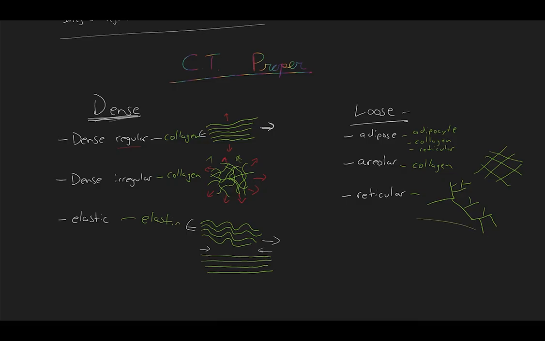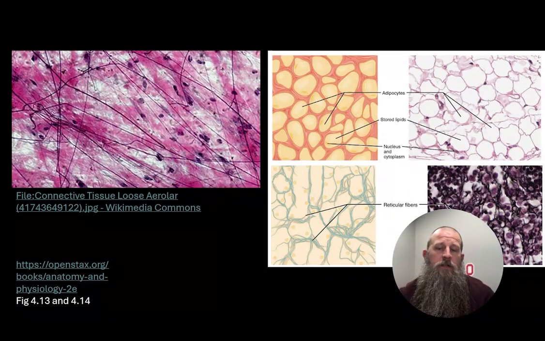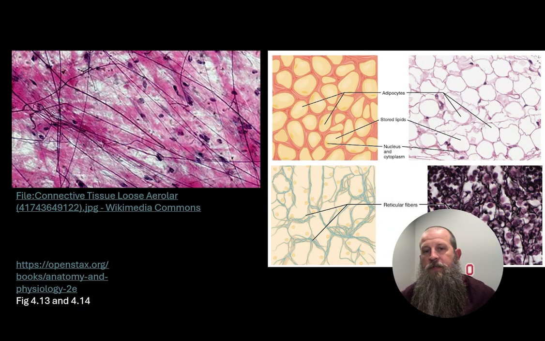Okay, but it has the branched fibers. So let's go ahead and take a look at some of this connective tissue proper and see some images of these connective tissue proper. Here we can take a look at the different types of connective tissue proper. So remember, connective tissue proper is divided into our loose connective tissues and our dense connective tissues.